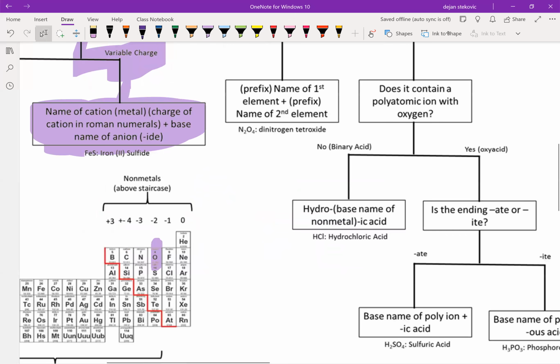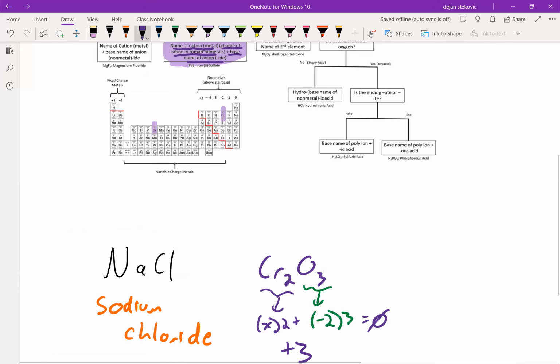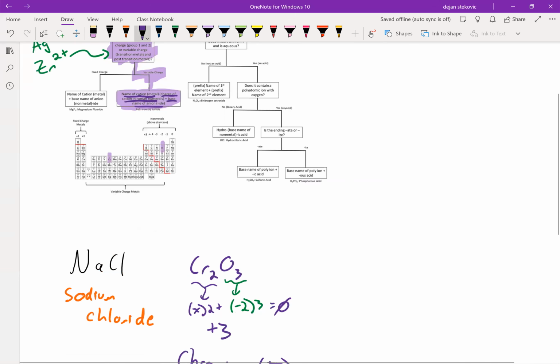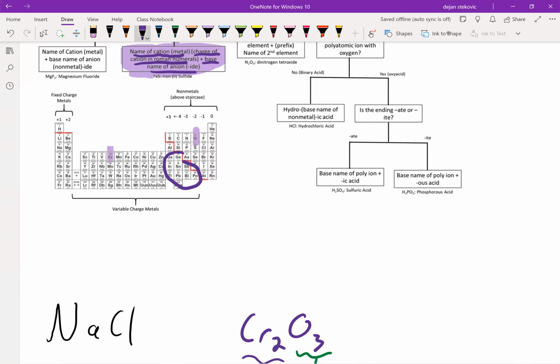And so what we do here is the name of the cation, the charge of the cation in Roman numerals, plus the base name of the anion. So this would be chromium(III) oxide. Note that the post-transition metals, other than aluminum, also have variable charges, so these also follow that same naming structure.